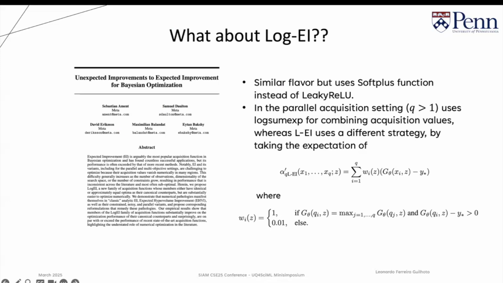And in their paper, they propose a different variant that is very similar in flavor, but uses more of a fat softplus function instead of leaky ReLU. And there's also some differences in the parallel acquisition setting, but I highly encourage you to check out their paper. There's also a lot of very interesting analysis over there.